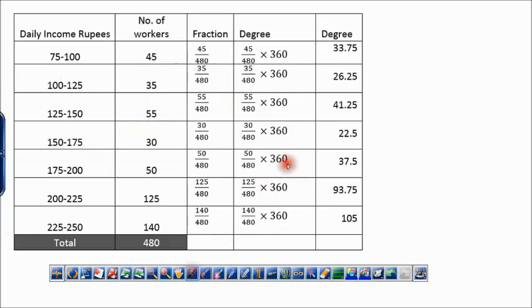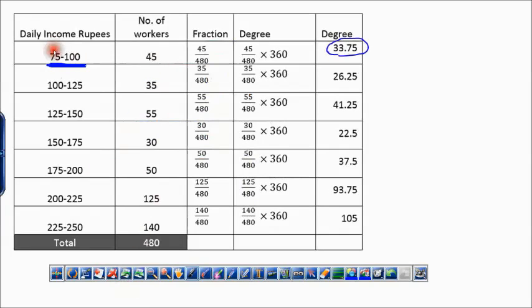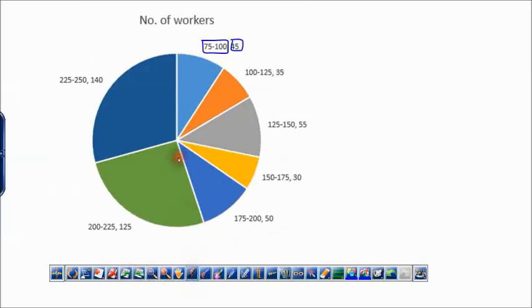Look at this, 33.75 degree, 75 to 100, 45. अच्छा ये है 75 to 100, 45. ये जो डिग्री है वो अंदर होती है हिडन. सो दिस इज 33.75 डिग्रीज.